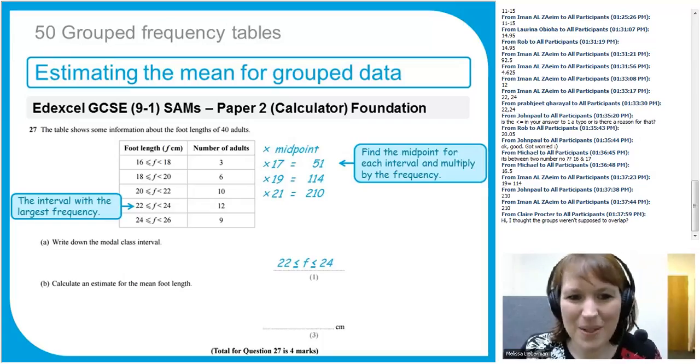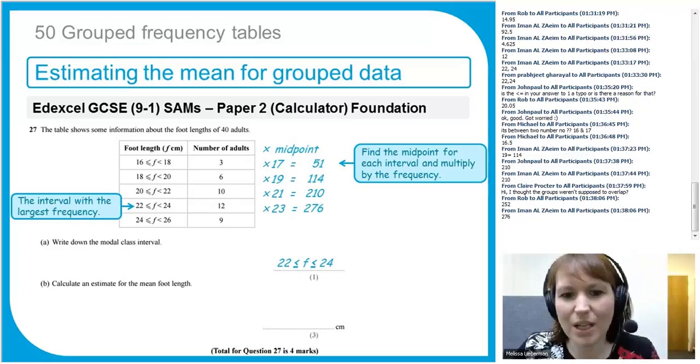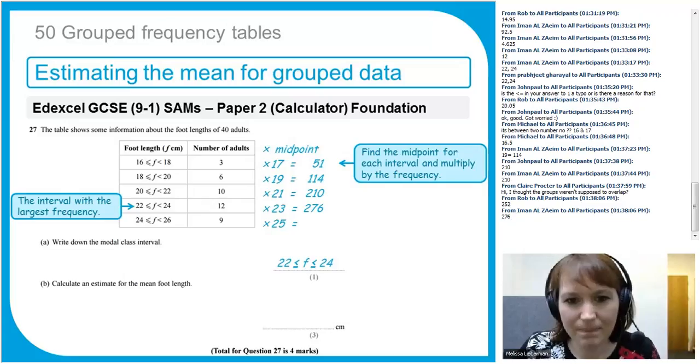Halfway between 22 and 24, 23. 23 times 12, 276. Halfway between 24 and 26, 25. 25 times 9, 225. Okay, 1 mark for that. A lot of work for 1 mark, isn't it?